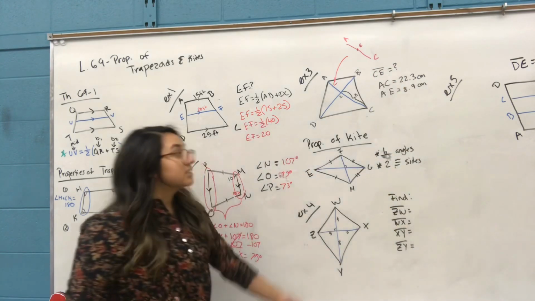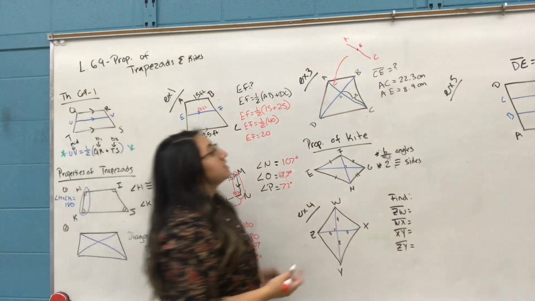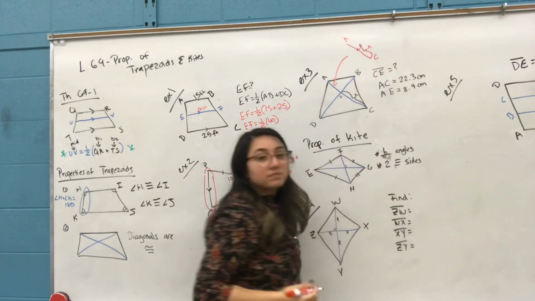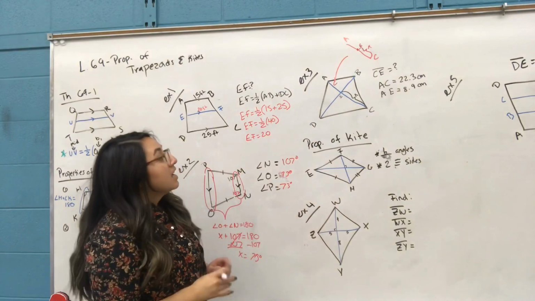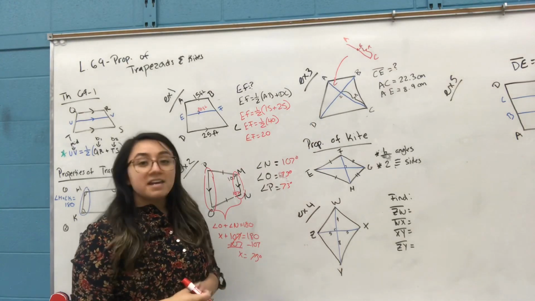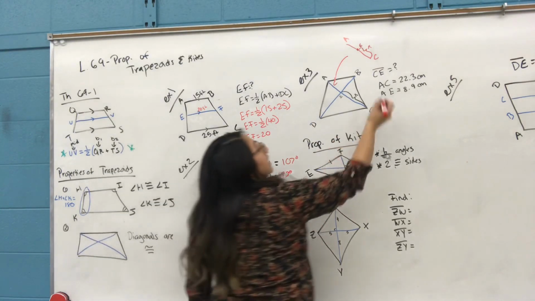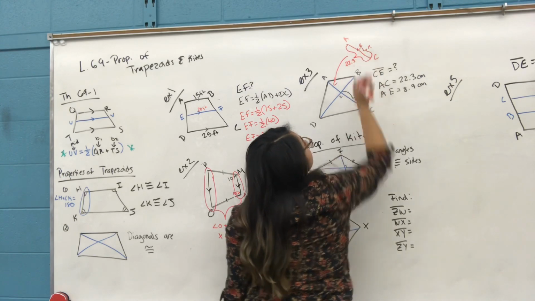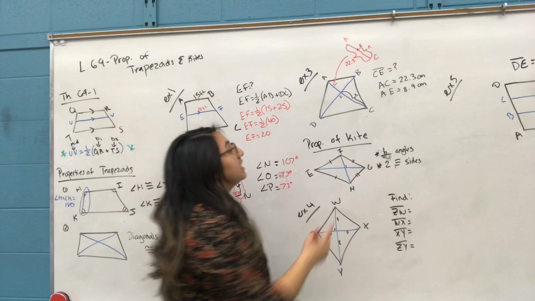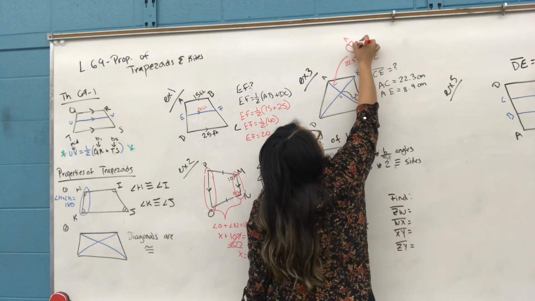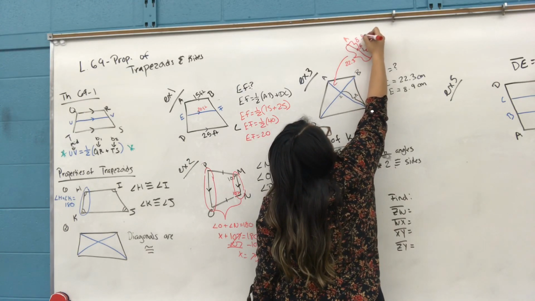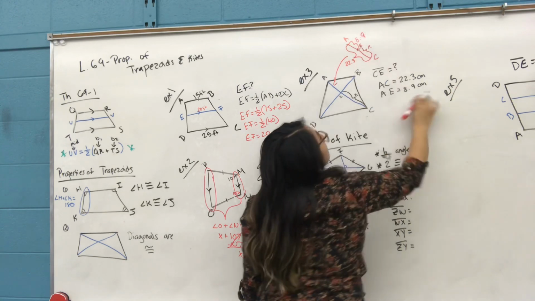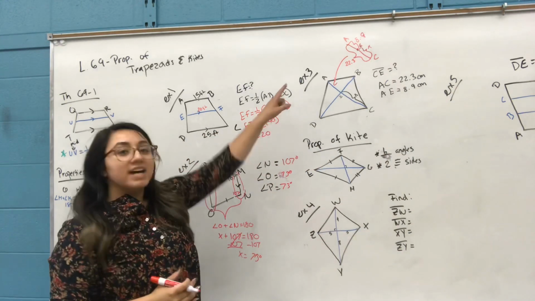According to what they gave us, they said to find what CE is. CE is this section right here. We don't know what it is, that's X. They said find CE if AC, that's the whole thing, is equal to 22.3 and AE is equal to 8.9. So therefore, we have to find that small section.